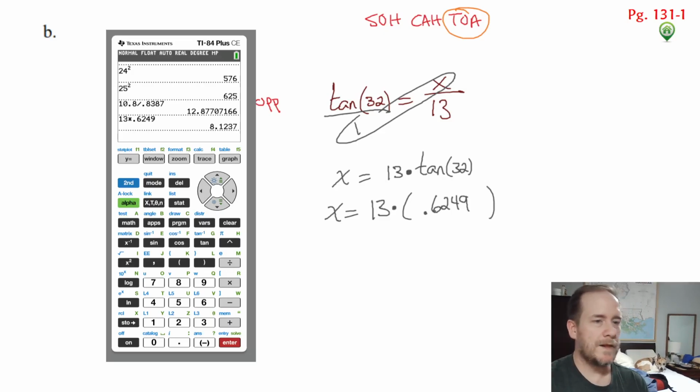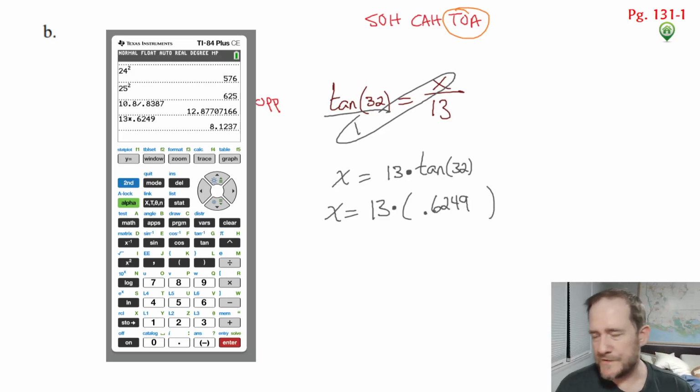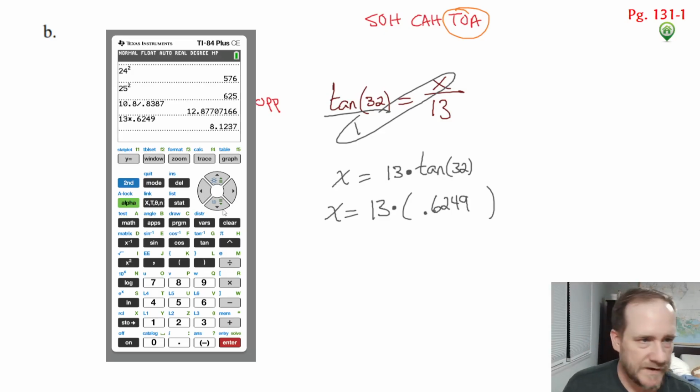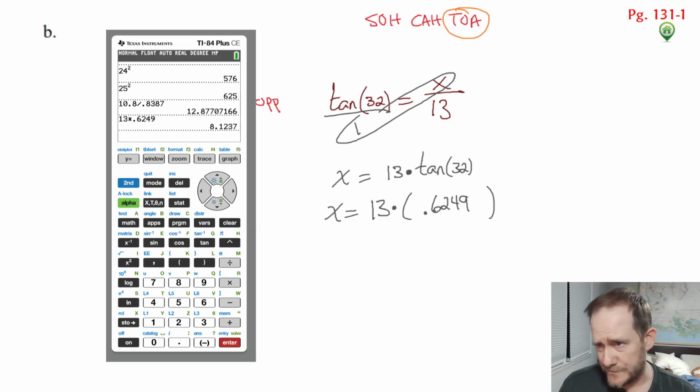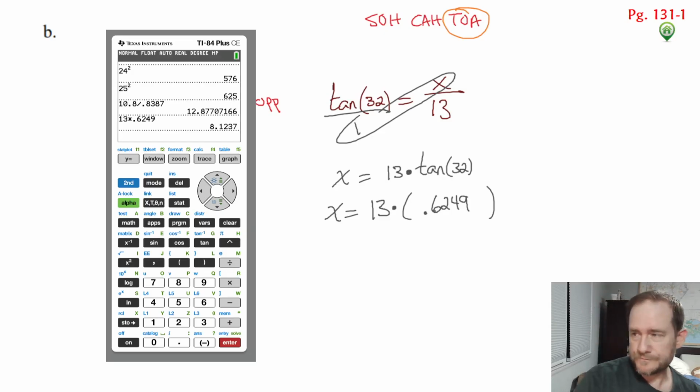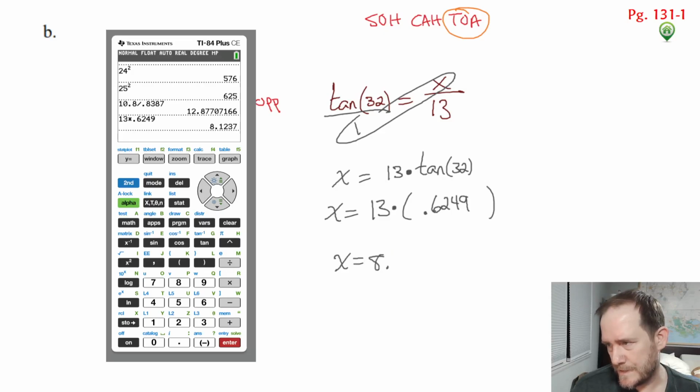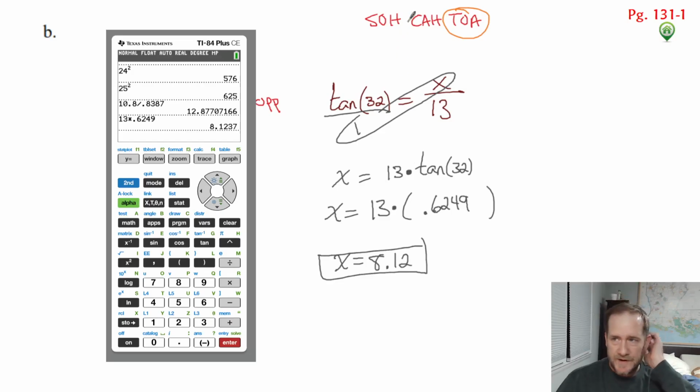Good boy. Alright, anyway. This is the last problem I'm doing, like I said, and I'm getting 8.12 as my answer. So x in this problem is 8.12. And that's it for trig. I can't do any more.